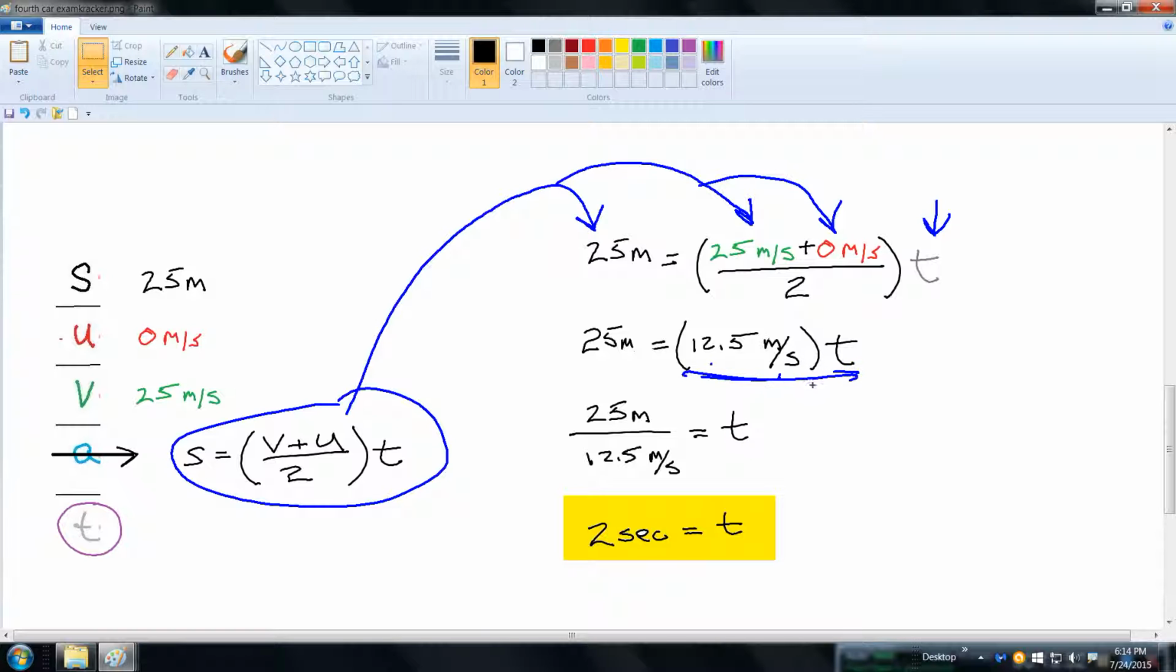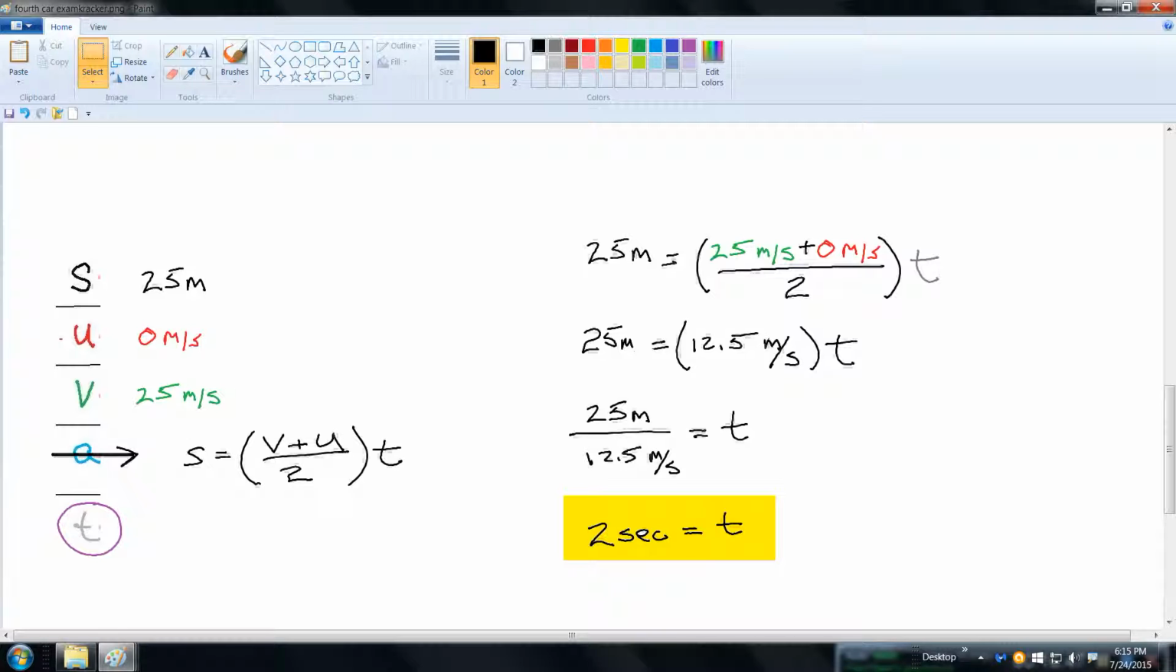So we're going to divide 12.5 meters per second from both sides to solve for t. So we do that up here, which I didn't really show in the step. We're going to divide it on both sides, which is this. So we end up with 25 meters over 12.5 meters per second is equal to t. And so when you do the math, you end up with 2 seconds is equal to t.